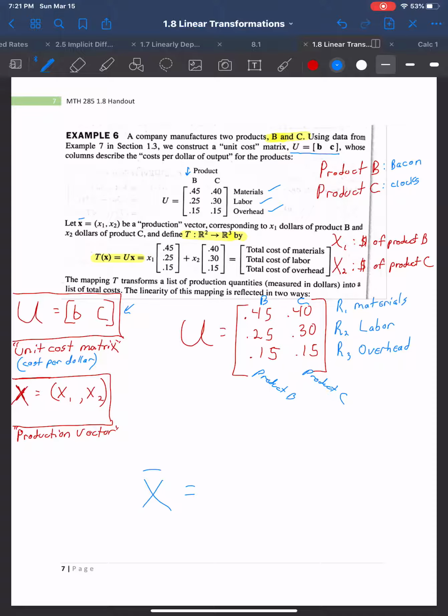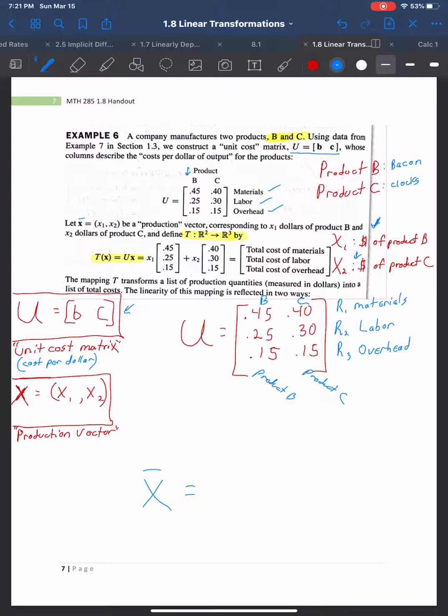and where x sub 1 is the dollars that you spent on product B, and x sub 2 is the dollars worth of product C. So, dollars worth of product B, dollars worth of product C. All right.